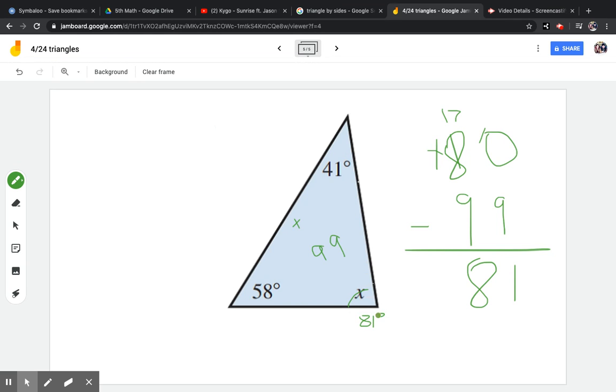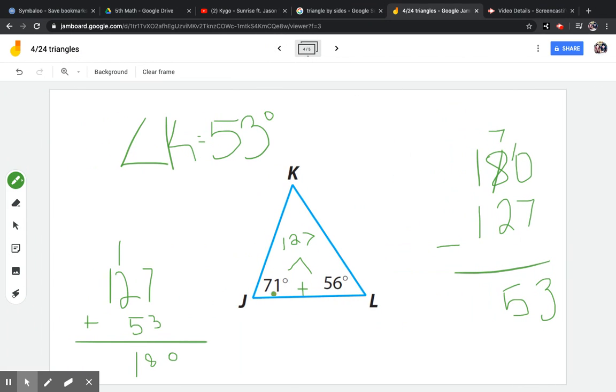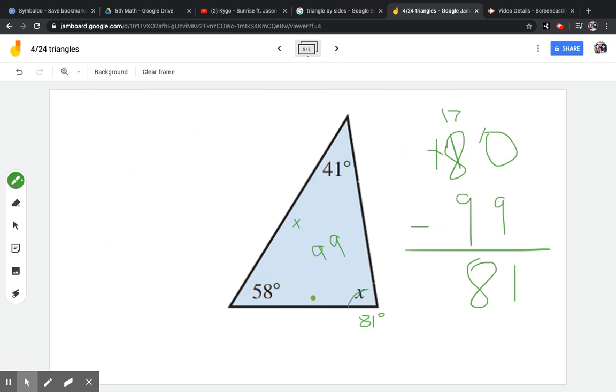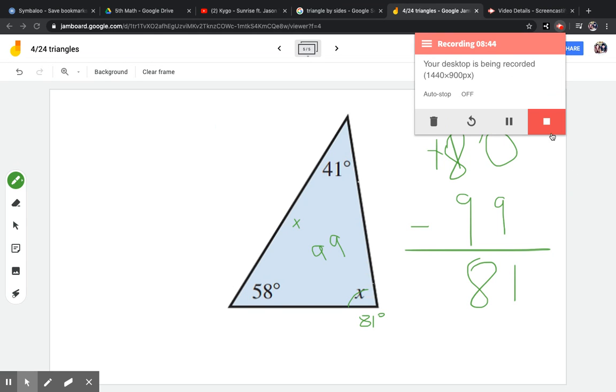So we kind of figured out the last two are actually acute triangles because none of them have 90 degrees or higher. All right. And you're going to be doing IXL this week, or today for this. So just practice on IXL. And yeah, there you go.